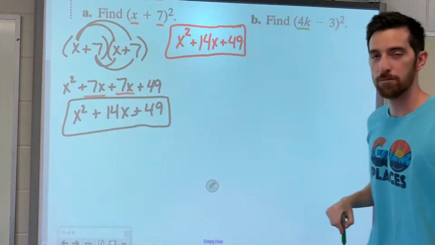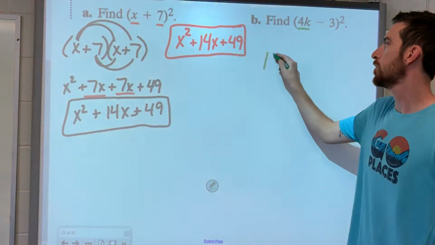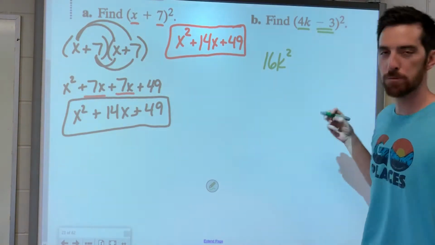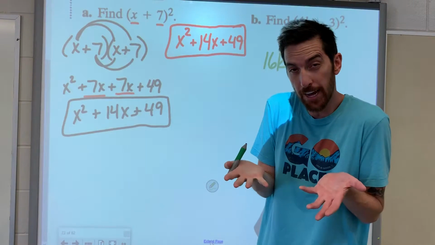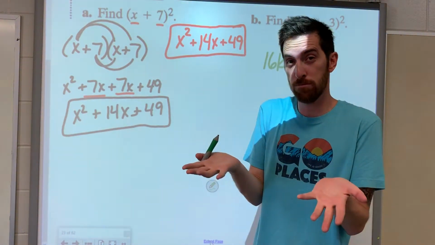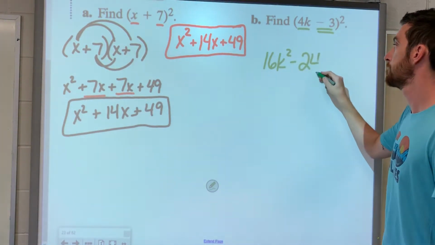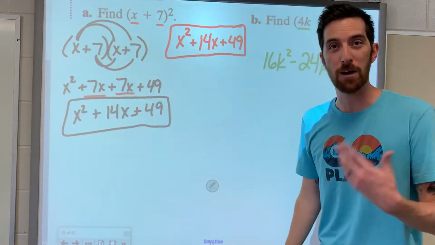4k times 4k is 16k squared. The middle term, remember we multiply them together. 4k times negative 3 is negative 12k, and then we have to multiply by 2. So what's negative 12k times 2? Negative 24k. And then we square the last term. Negative 3 times negative 3 is positive 9.